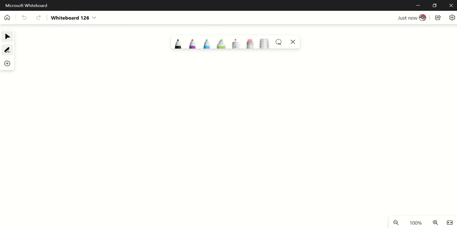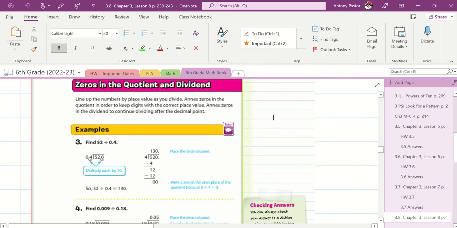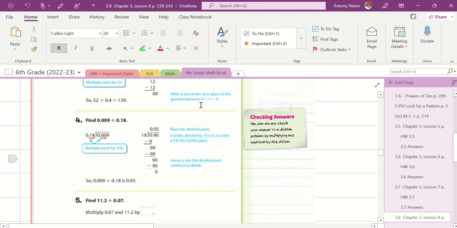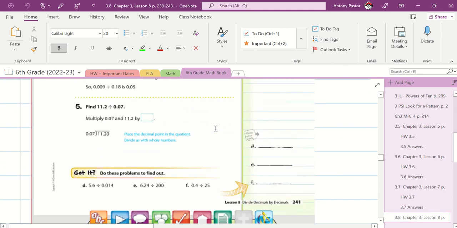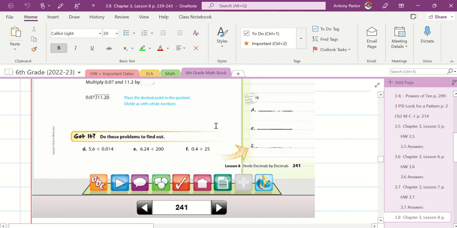We're going to do a few more examples, and I think we're going to call this a video because I went over everything that I need to. We went over zeros in the quotient and the dividend. We went over making the dividend a whole number. Let's do one of these examples really quick. Let's do example E, 6.24 divided by 200.